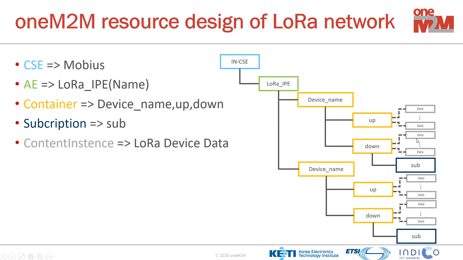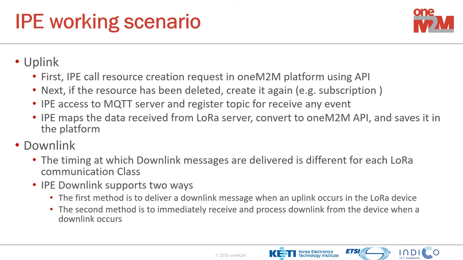In this case, the originator will be the oneM2M application. And from the LoRa IPE's perspective, it should get that new instance creation as an event. So we will create the subscription to get the new downlink or the actuation messages. And it will send the message to the LoRaWAN server, and there will be the downlink message traversal to the LoRa device. So this is the simple scenario.